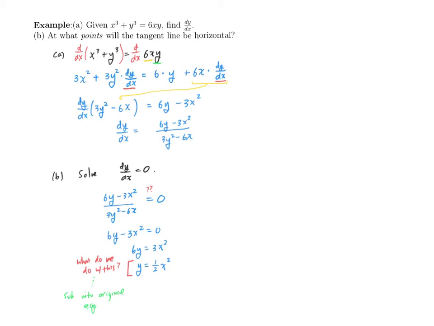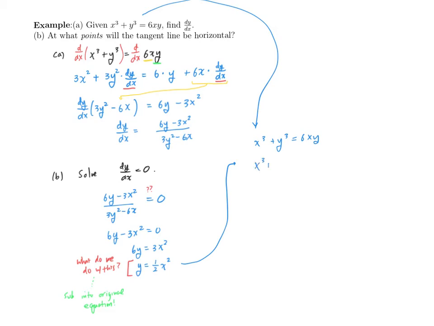And when we substitute this into the original equation, we will hopefully be able to determine the points, or the corresponding points, on our curve. So substituting this into our original equation, which was what? x cubed plus y cubed equals 6xy. We want to replace each and every y with a quantity 1/2 x squared.